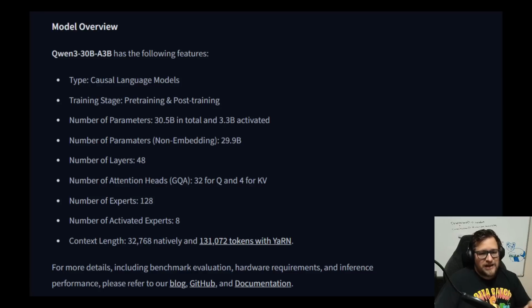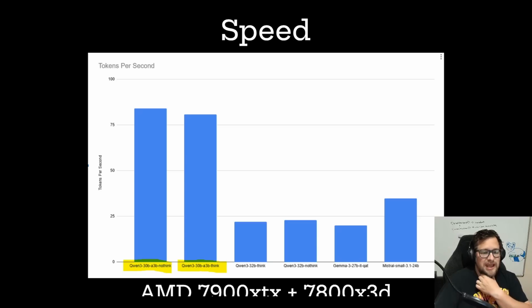Number of parameters with non-embedding is 29.9 billion. Number of parameters in total is 30.5, and 3.3 billion are activated. I'm so excited to show you guys this, but check out the freaking speed. I'm going to show you the raw data too, to show you the quant level and everything, if you're interested in that. Just hang tight, I got a slide for that.